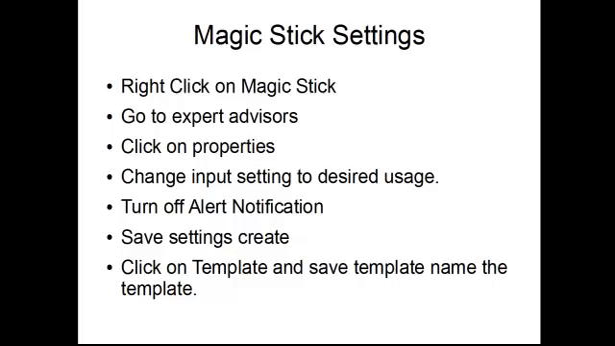Then you can turn off the alert notification. That's what I do. Save the settings that you created. You can name it whatever. If you decide to have the H1 chart, or the 1 hour chart, then you can save it as Magic H1. For easier access, you just click on the template and save the template name. You can save it as a template, like a blank chart or whatever indicators you decide to use. On that chart, you can have it set correctly, and save the settings as a template, so it's easy access to your template folder.